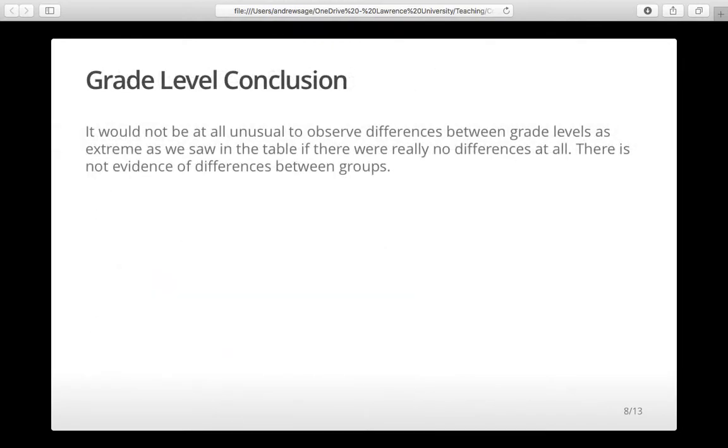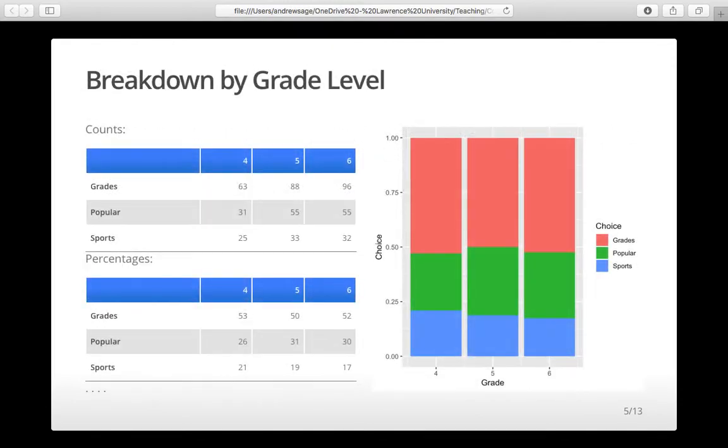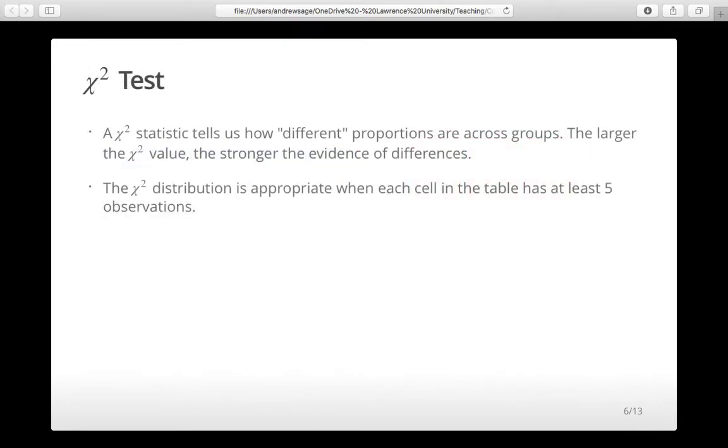Thus, we don't have evidence to conclude that there are differences between the grade levels. It would not be at all unusual to observe differences as extreme as we did in the table just by chance if there really were no differences at all between all 4th, 5th, and 6th graders. And if we look back at our data, again, the differences appeared to be very small, so it's not surprising that we would fail to conclude that there are differences between the grades in this situation.